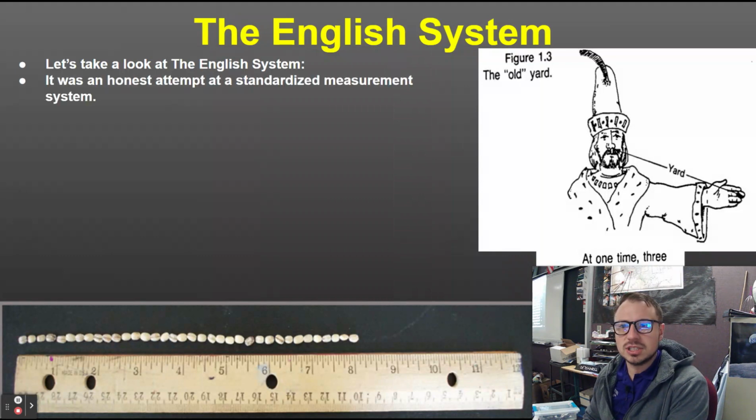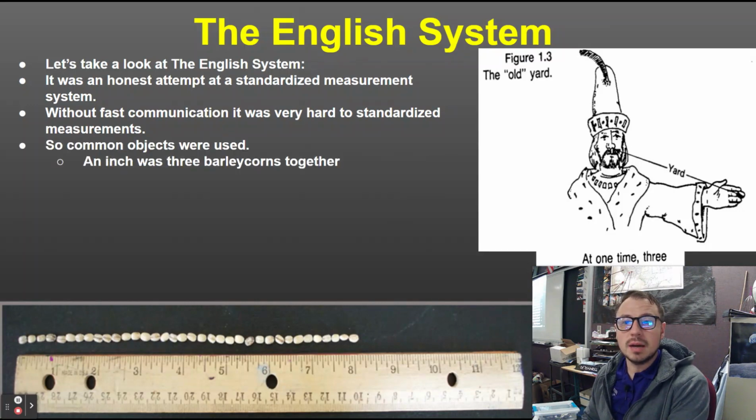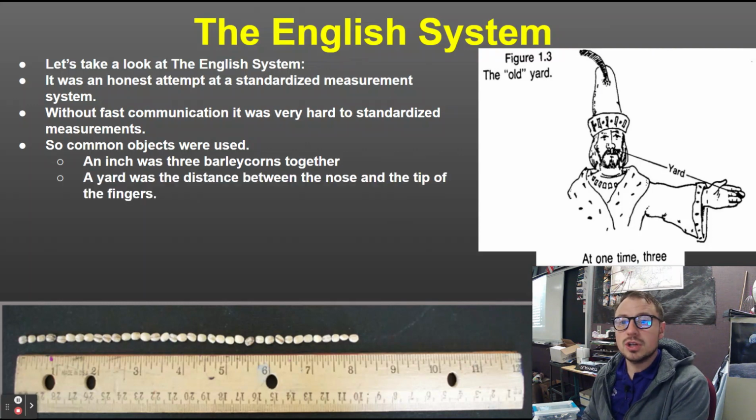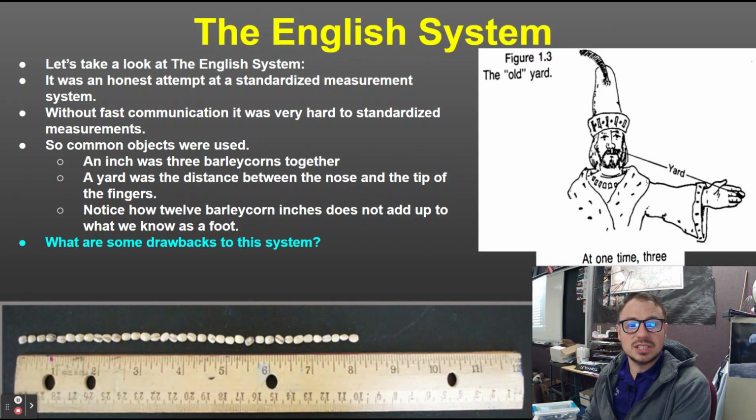Now, the English system was an honest first attempt to standardize the system. Without fast communication, it was very hard to standardize measurements. So common objects were used. An inch was 3 barley corns put together. A yard was the distance between the nose and the tip of your fingers. Notice how 12 barley corn inches does not add up to what we think of as a foot. So there are some drawbacks to the system.